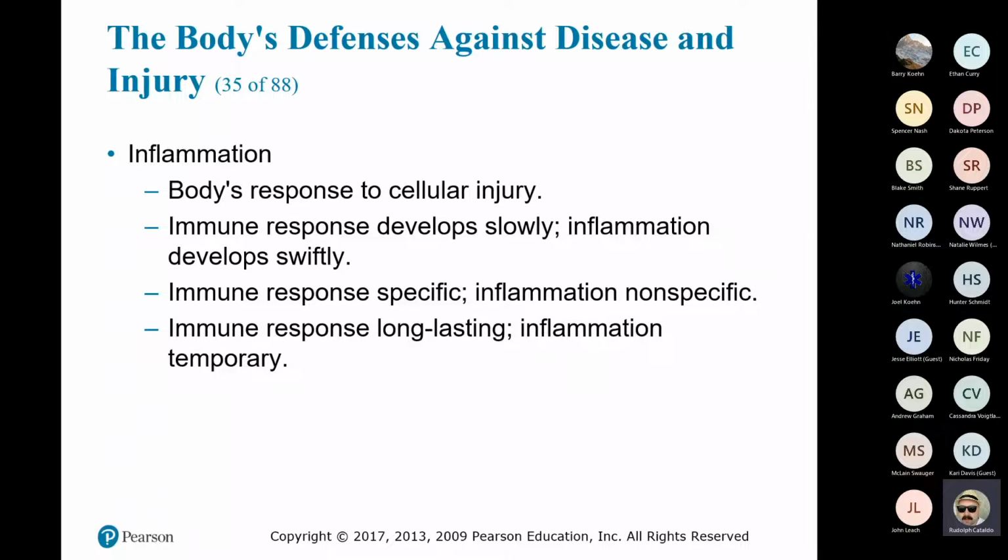Immune response is long-lasting. Inflammation is temporary, right? We can reduce inflammation, especially as paramedics. How can we try to reduce inflammation? Think of somebody who is sick and their lungs are inflamed. How can we try to reduce that inflammation? Or what is a drug that we can give that can reduce inflammation, even if we don't see it immediately?